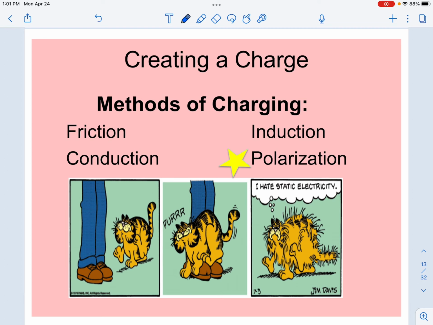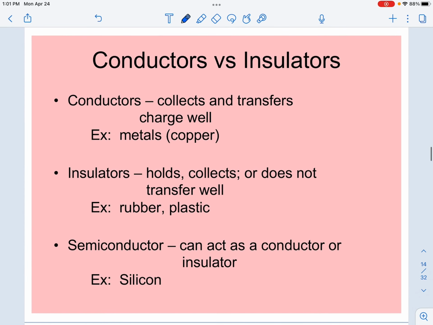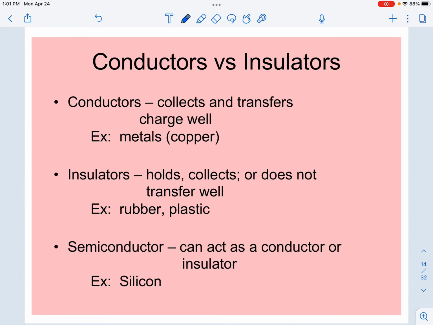And it's all just based upon what the electrons are doing, what object they are on, how they move around and relocate. Before we get into the specific types of transfer, let's just go over some basic vocabulary that I hope is review for you. Conductors and insulators are the primary vocabulary words you need to know here.